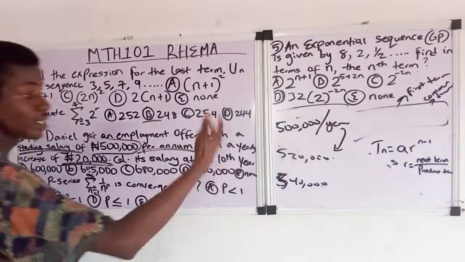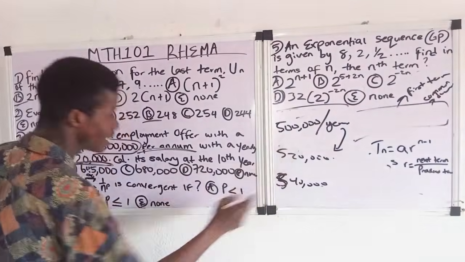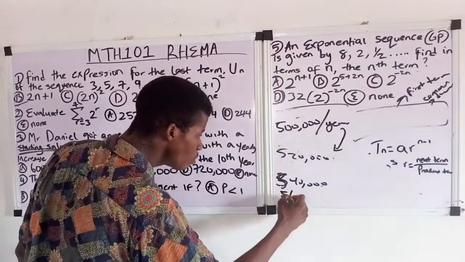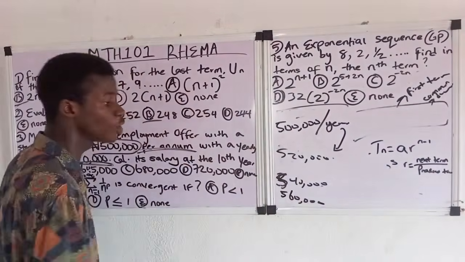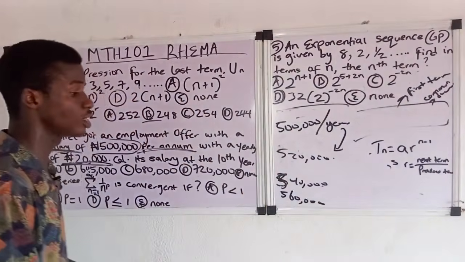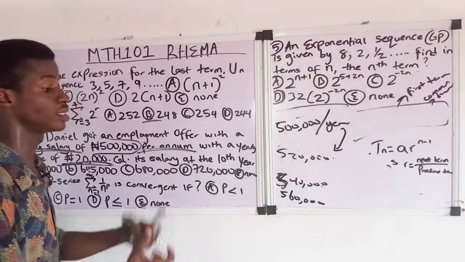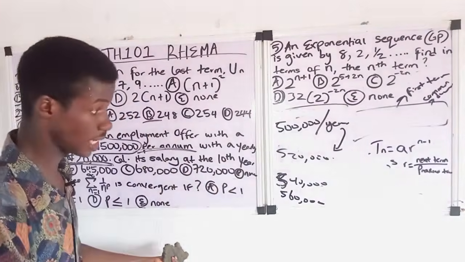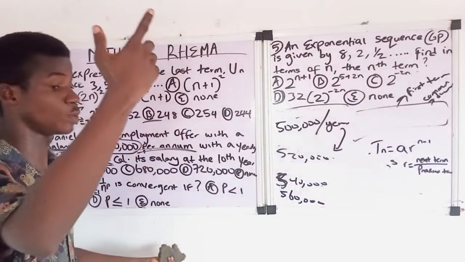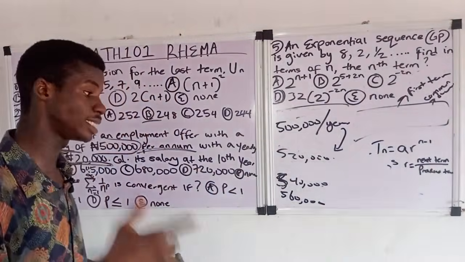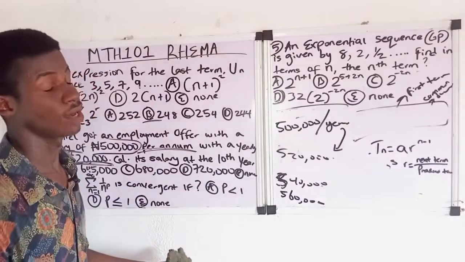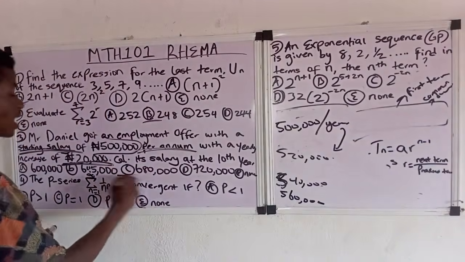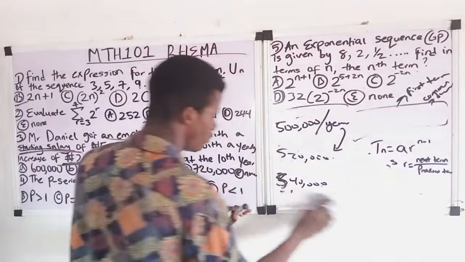Yes, we can. This is the first year, this is the second, this is the third year. The fourth year will be 560, the fifth year will be 580, the sixth year will be 600,000, the seventh year will be 620, the eighth year will be 640, the ninth year will be 660, while the 10th year will be 680, which is C, right? Yes, but let's still solve it using the formula.